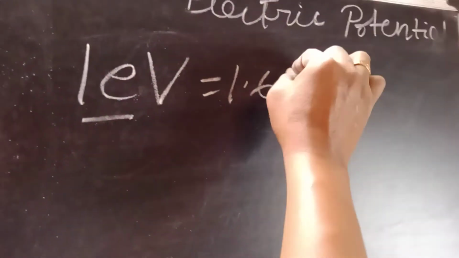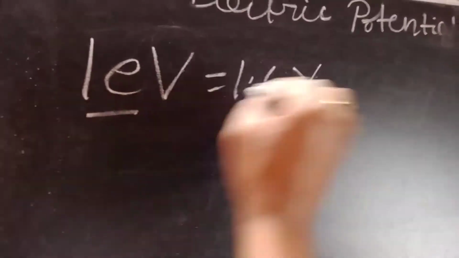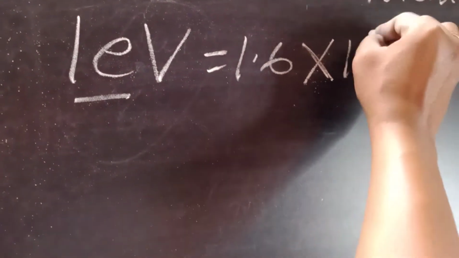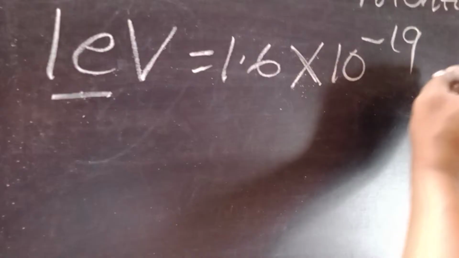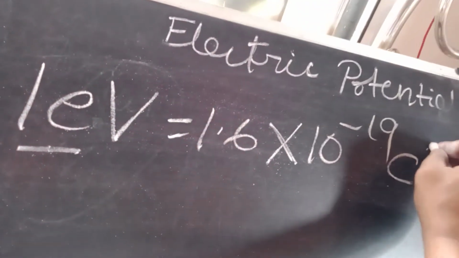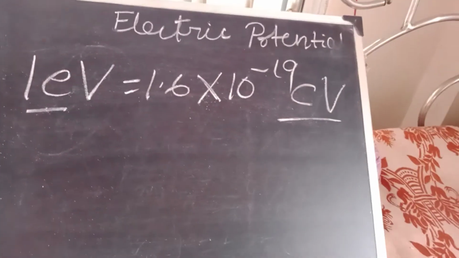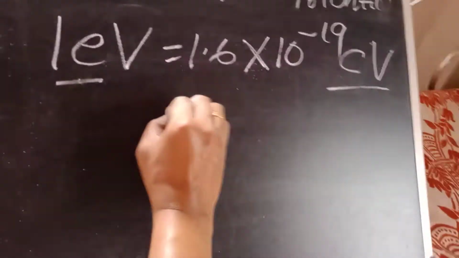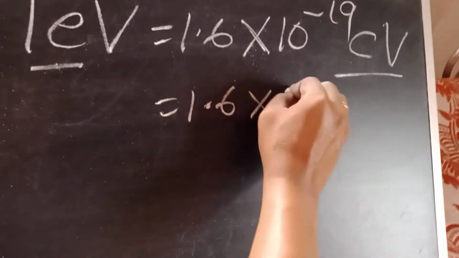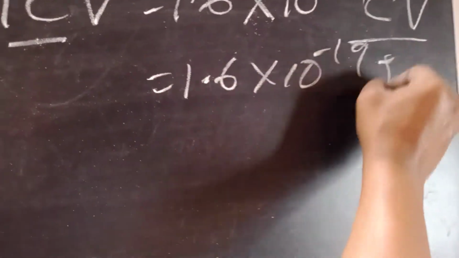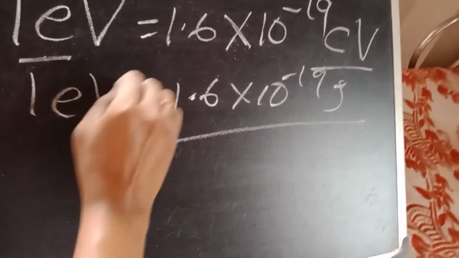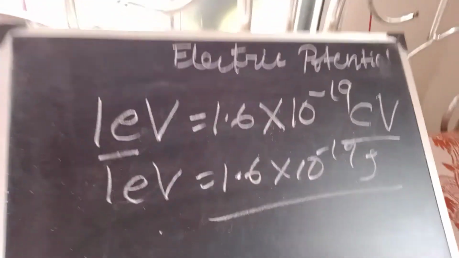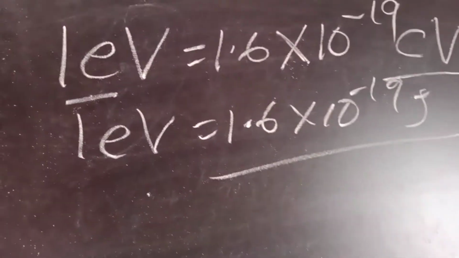1 eV equals 1.6. The value of the electronic charge is 1.6 times 10 to the minus 19 coulomb, and coulomb times volt is known as the joule. So 1 eV is 1.6 times 10 to the power minus 19 joule. That is another unit of potential, the electron volt.